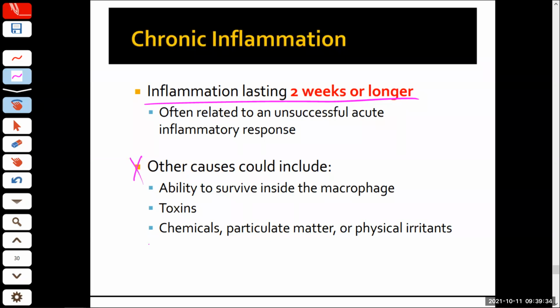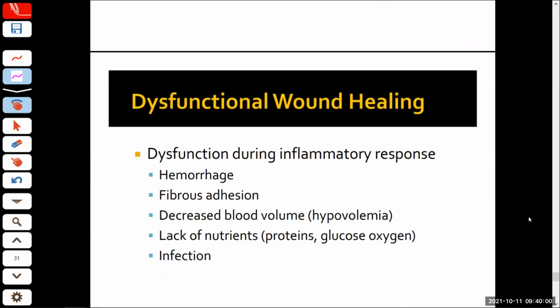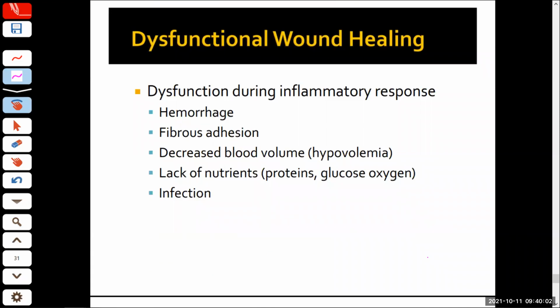If somebody is chronically inflamed, what does that tell you about the second line of defense? Maybe it's not enough. Most wounds should be cleared up in about 2 weeks. Inflammation should be gone. If the wound isn't clearing up, well, you know that your second line of defense probably isn't doing enough. Probably can't kill it. Dysfunctional wound healing.